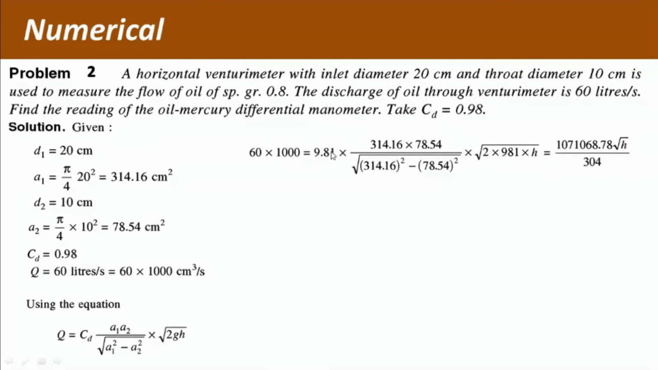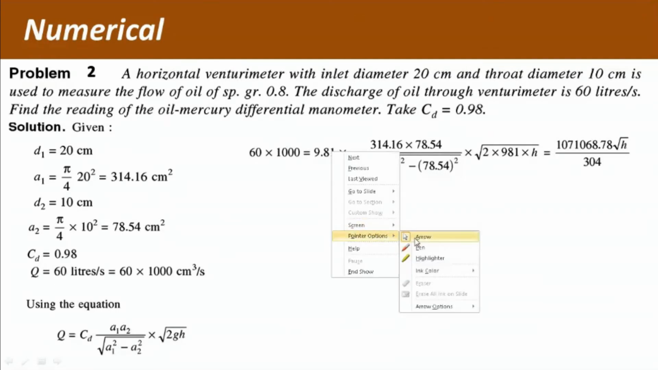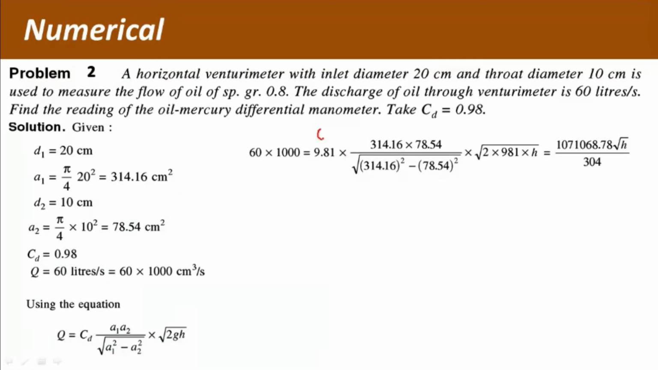CD is, okay, a mistake happened here, so do the correction. It is 0.98, it is not 9.81. So CD 0.98 into A1 A2. So A1 is 314.16 into 78.54 divided by root of A1 square minus A2 square, so root of 314.16 square minus 78.54 square, into under root of 2gh.